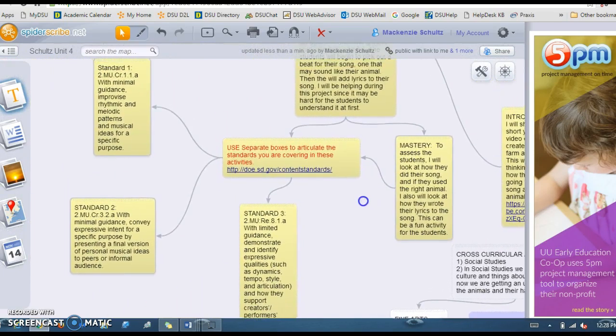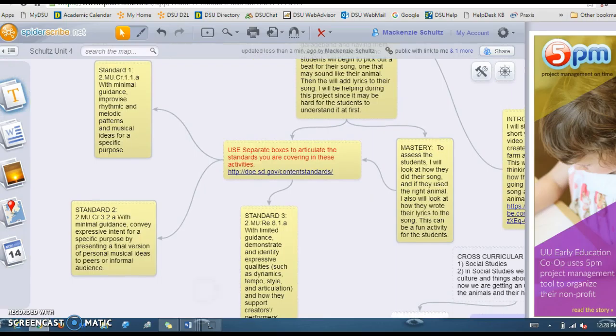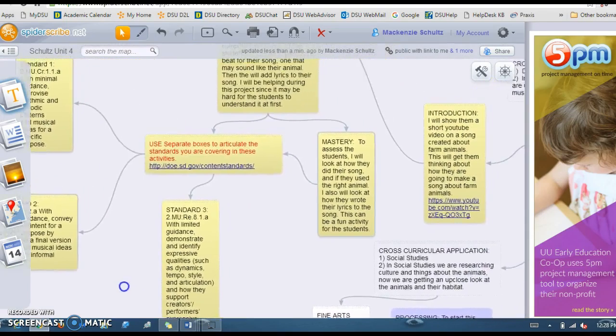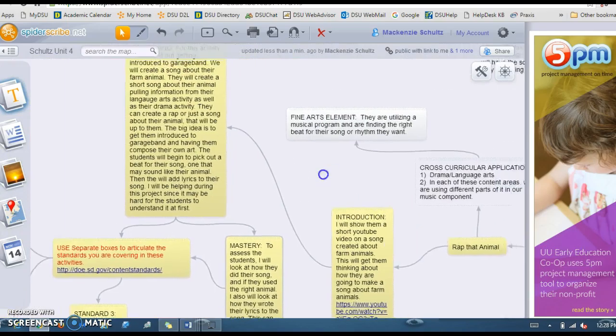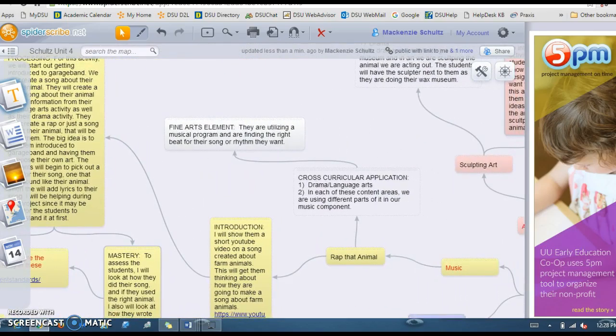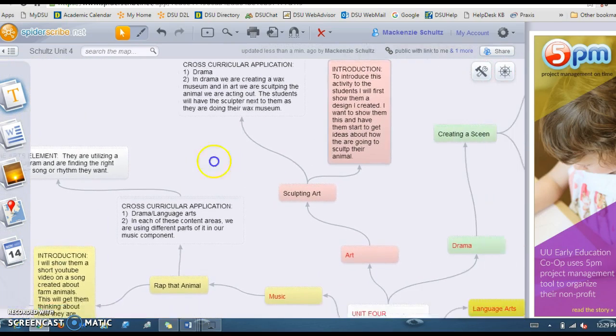And then those are my 3 standards, basically, with creating songs and stuff. So the cross-curricular application is drama and language arts. In each of these contents, we are using different parts of our music component, and then for fine arts, we're utilizing a musical program and finding the right beat or rhythm that they want for the song.